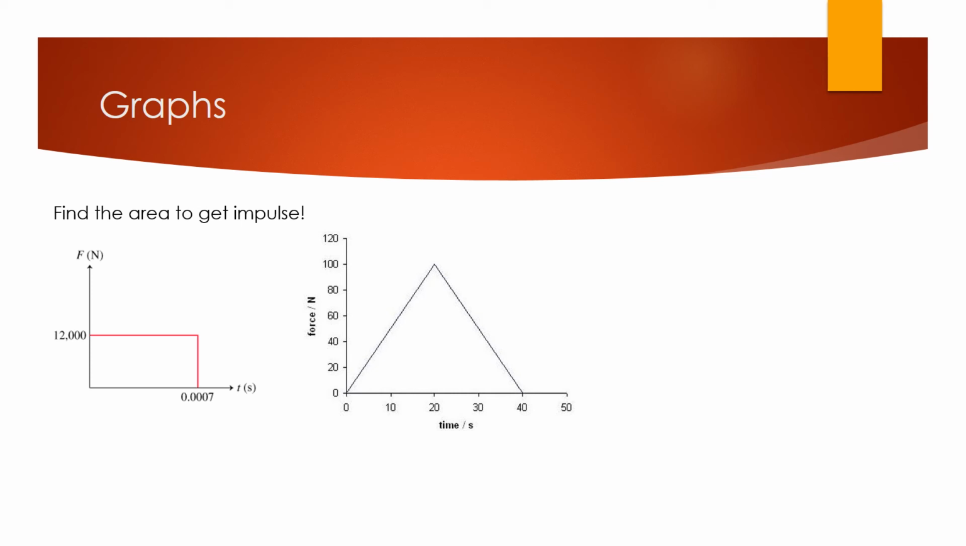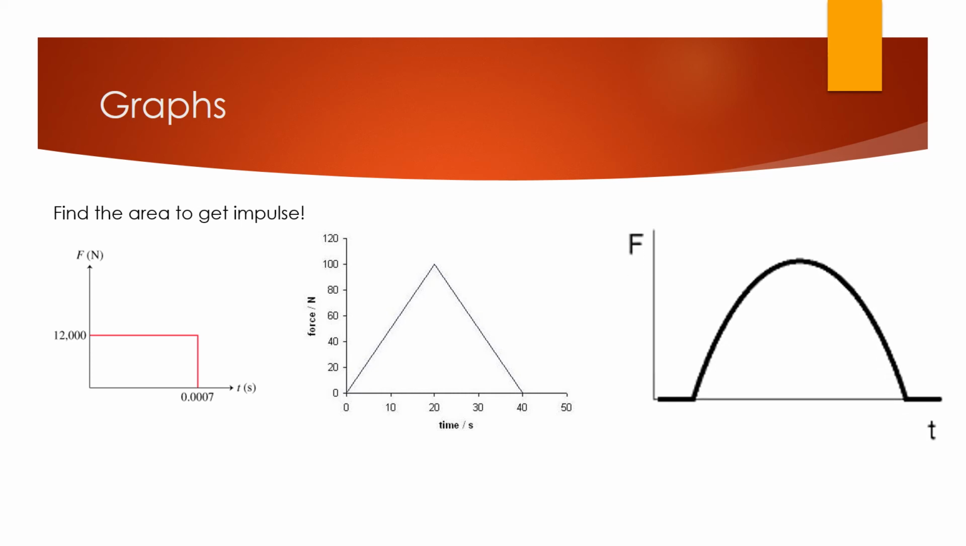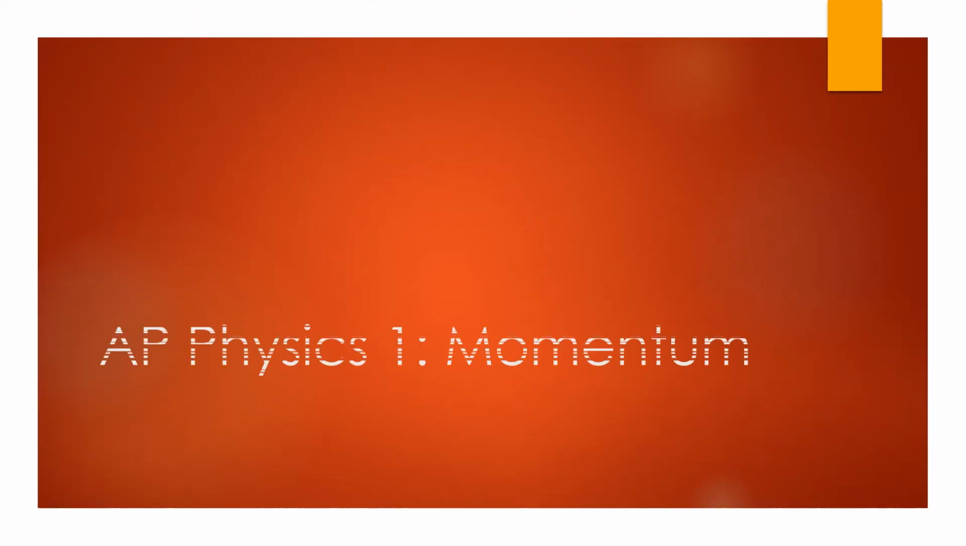If you see a bell curve shaped graph on the AP exam, do not worry, because they will only ask you to approximate the area underneath the bell curve. It does not have to be perfect. Alrighty, that pretty much wraps it up for momentum and impulse.